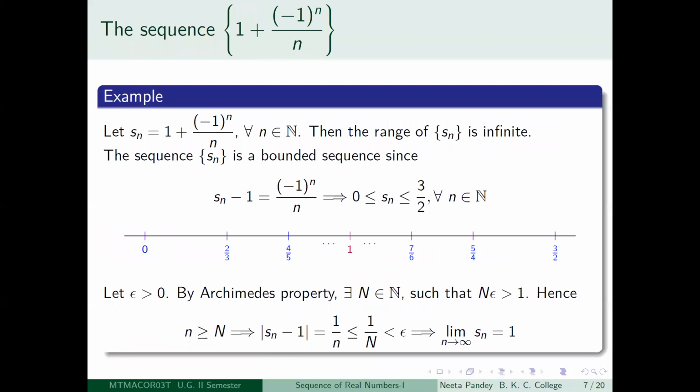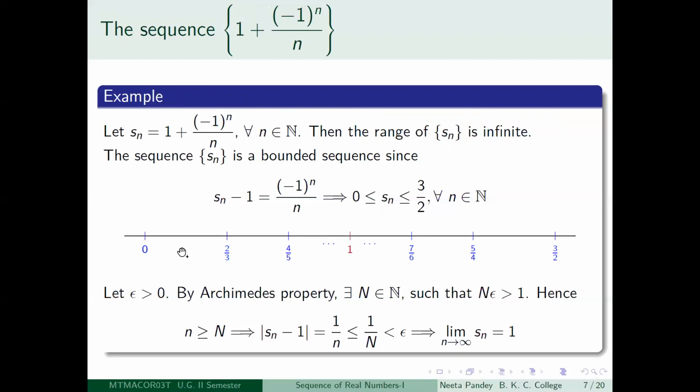Okay, so let us look at one more example. So this is the nth term. Notice this is a style of expressing a sequence. We say let Sn be equal to some formula: 1 plus minus 1 to the power n divided by n, for all n in N. Right now we have this as our index set, for all n positive integers. This means that you are actually describing a sequence whose nth term is given by this formula.